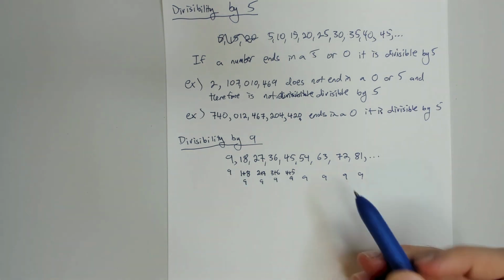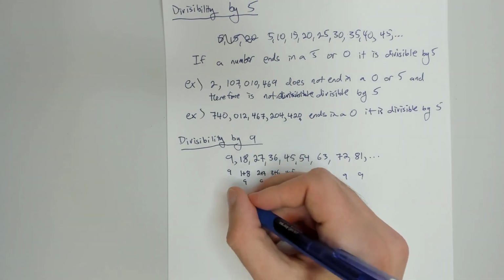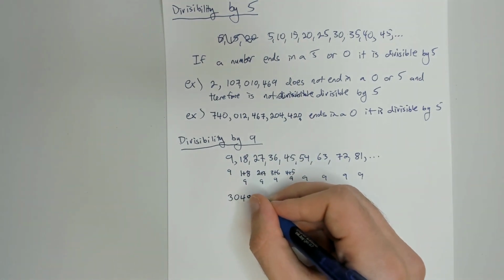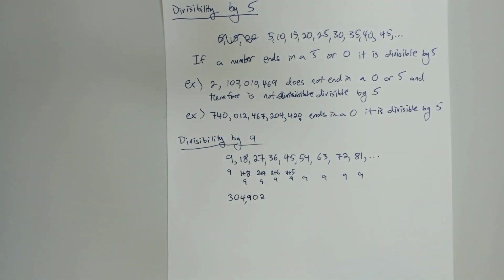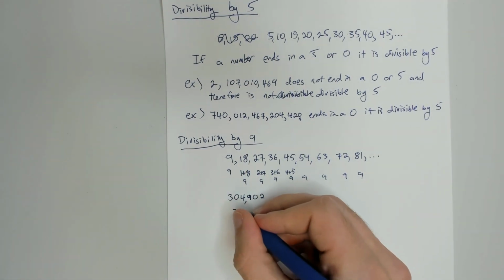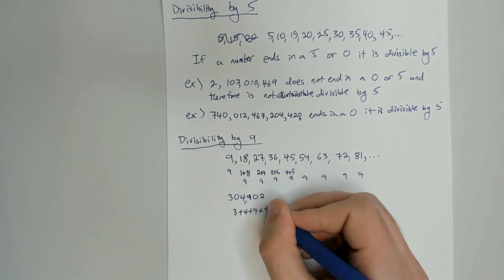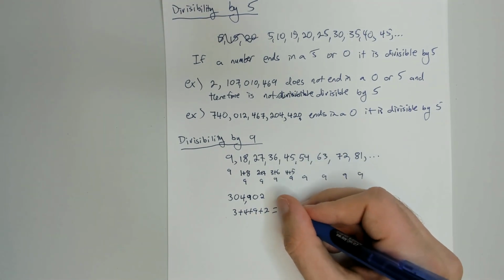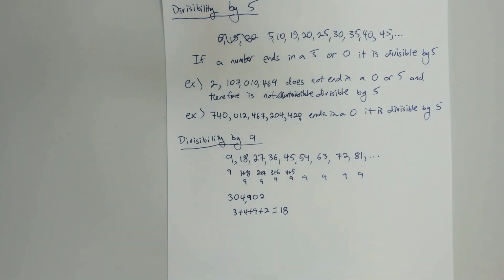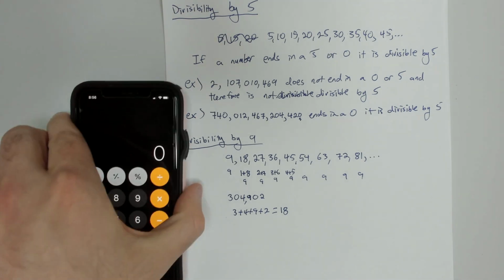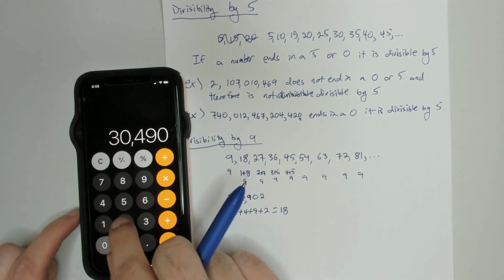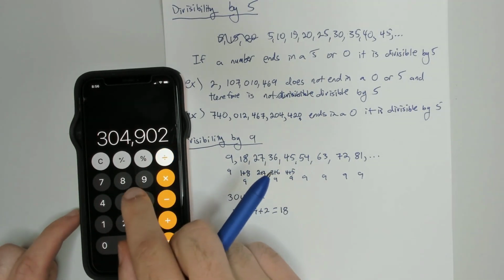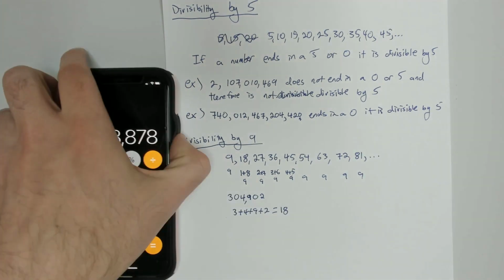Now, in all these cases, the sum gives us exactly 9, but I could do a bigger number like 304,902. And if we add up these digits, we get 3 plus 4 plus 9 plus 2. Again, we don't need to worry about the zeros. That's 7 plus 9 is 16 plus 2 is 18. Now 18 is a multiple of 9, so this should hopefully be divisible by 9. And we can check with a calculator just to verify the theory. 304,902, divide that by 9. There you go, no decimal, so it's divisible by 9.